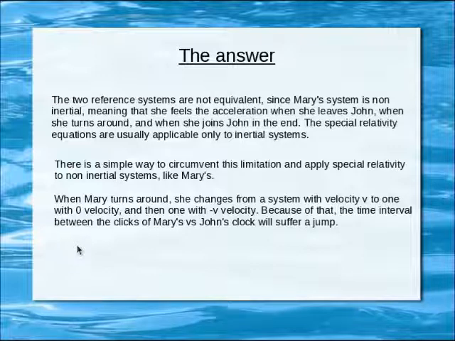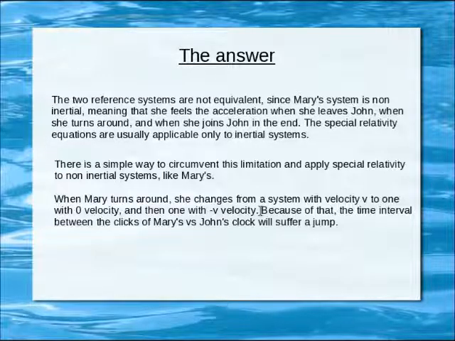The answer is, of course, like I was saying before, that the two reference systems are not really equivalent, at least during the round trip, since Mary's system is non-inertial, meaning that she feels an acceleration when she leaves John, when she turns around, and when she joins John in the end. The special relativity equations are usually applicable only to inertial systems. So to circumvent this limitation, we should realize that when Mary turns around, she changes from a system with velocity v to one with zero velocity, and then to one with minus v velocity. And again, for simplification, we'll assume that these accelerations and decelerations happen instantaneously.